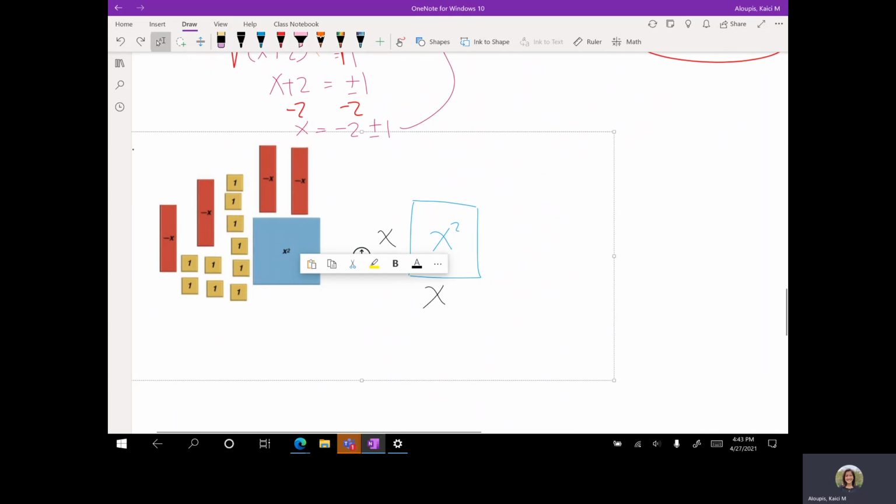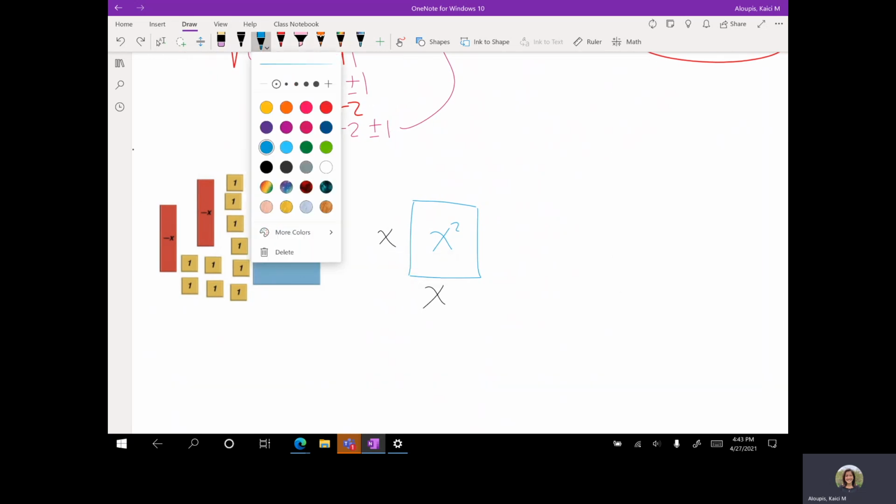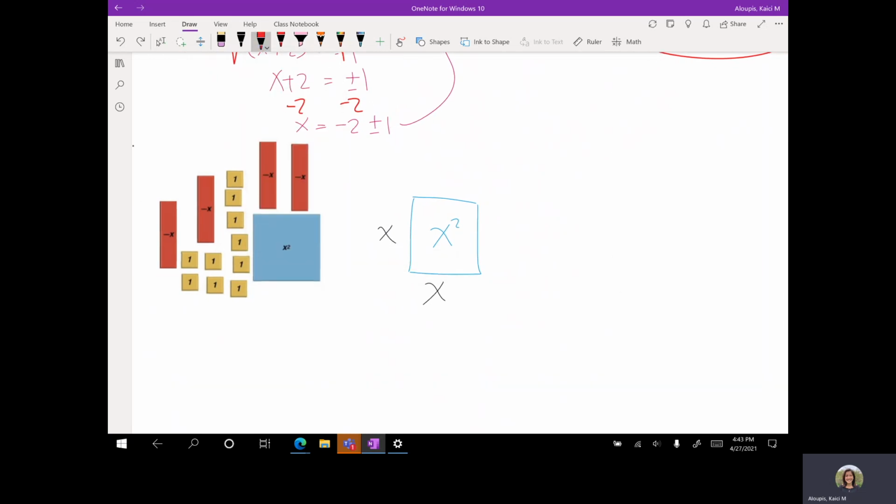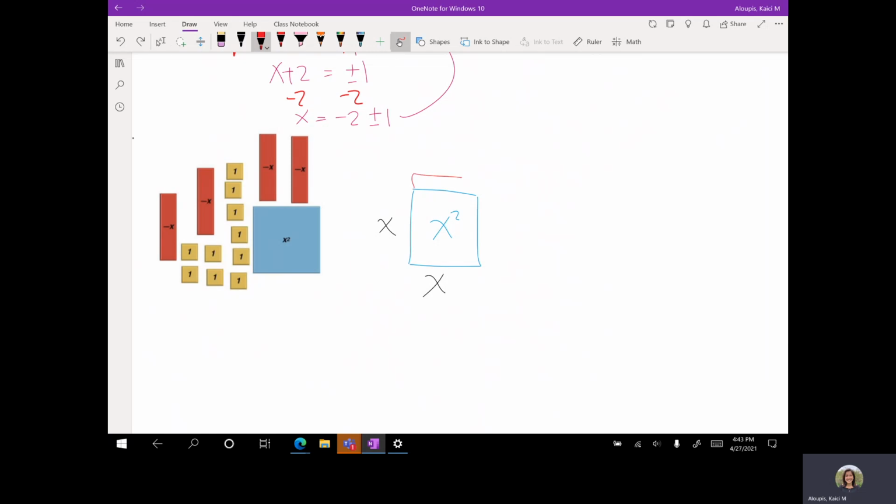I have 4 of these red tiles that are negative x, so I'm going to put 2 on both sides, just like before. 1, 2, 1, 2. This is negative x, this is negative x, negative x, negative x. So this total is negative 2x. This total is also negative 2x.